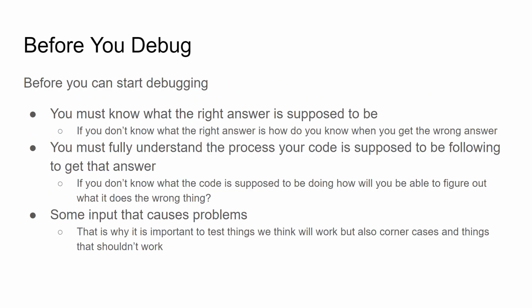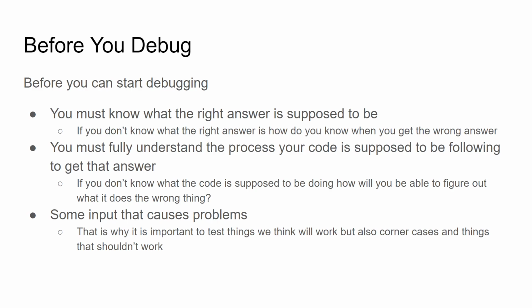Before you can start debugging, there's a few things you have to do. First, you have to know what the right answer is supposed to be. If you don't know what the right answer is supposed to be, there's no way for you to debug because you don't know whether your code is doing the right or the wrong thing. You also not only need to know what the right answer is supposed to be, but what your code is supposed to be doing along the way to get to that answer, right? If you don't know what your code is supposed to be doing and what the variables are supposed to be, and where you're supposed to be in your code after you do step X and you're going to move to step Y, how are you going to know when it does the wrong thing? So you have to have a really good understanding of what's going on in your program for you to be able to debug at all.